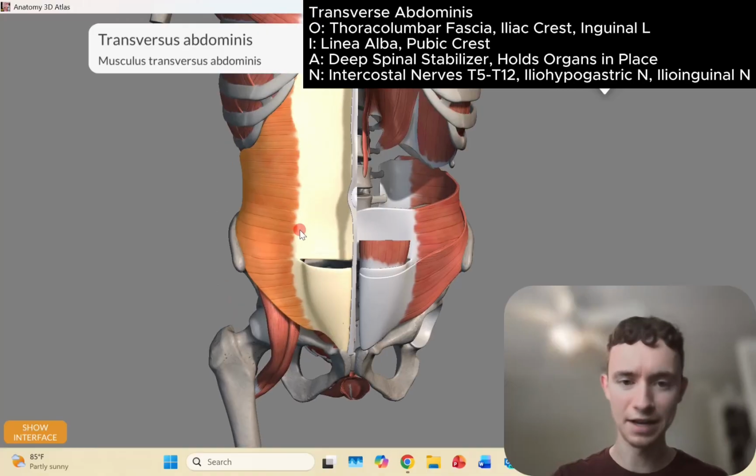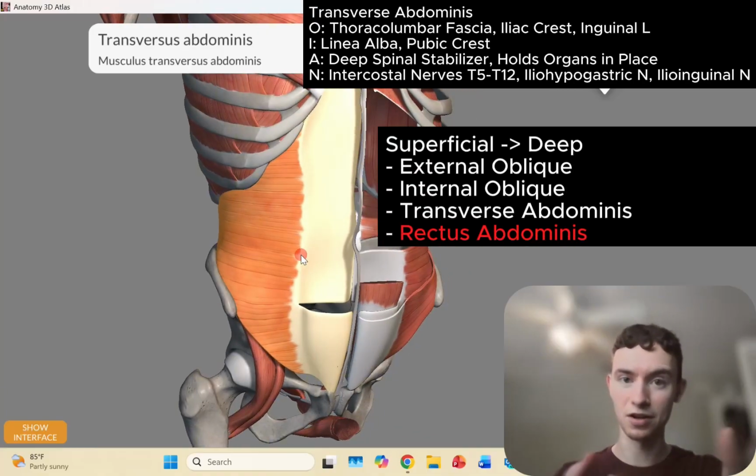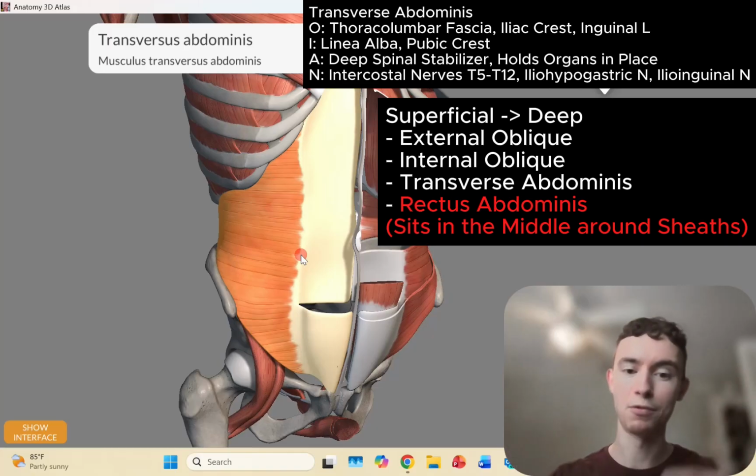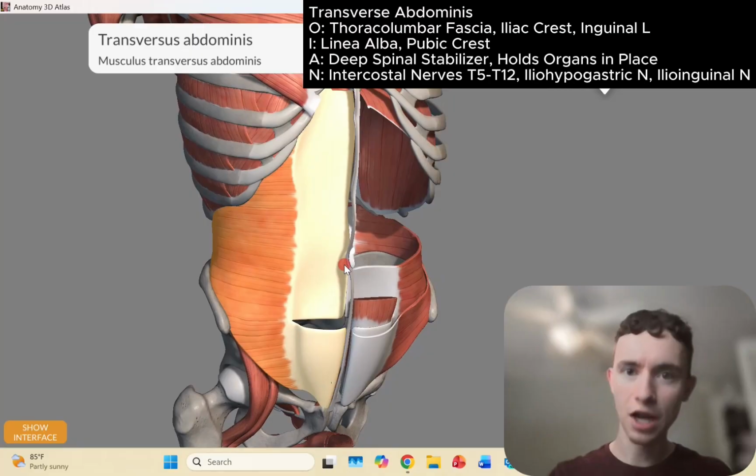So yes, very vast muscle. This is the deepest of our layers, right? So we had our superficial to deep, we're working that way. This is our deepest abdominal muscle from that point. What is the job of the transverse abdominis?